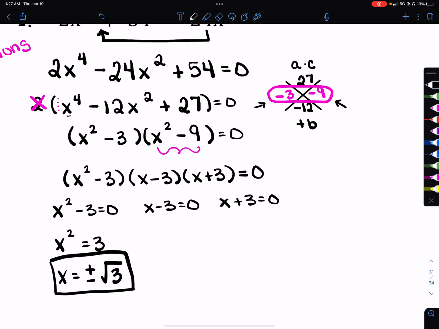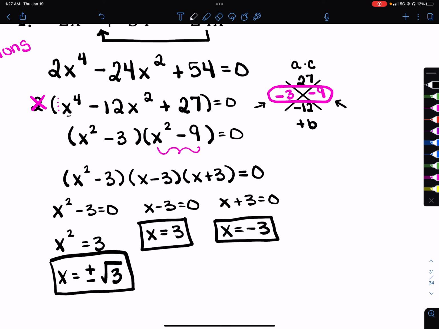That's my first two solutions. Here I would have x equals positive 3. That's my second solution. And on this one here, I would get x equals negative 3. Sorry, that was my third solution. This is my fourth solution.